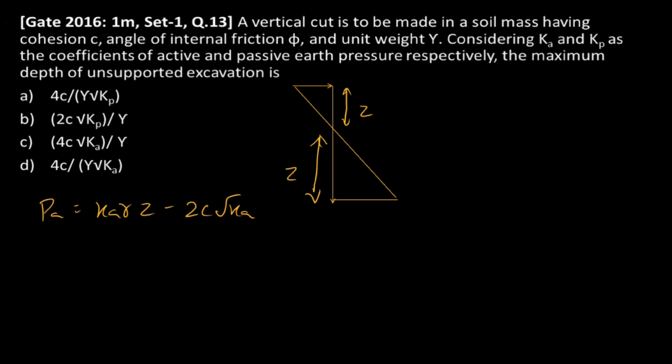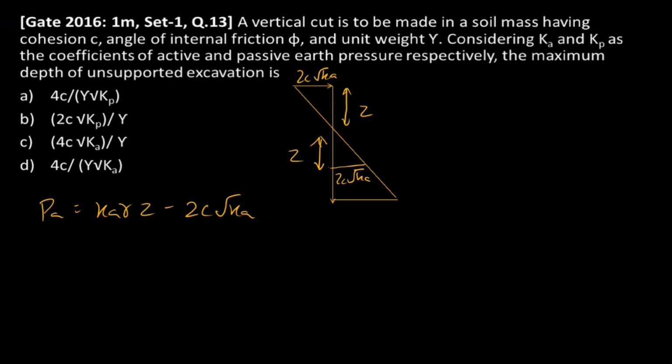So at the top, when the value of Z is equal to 0, we get the pressure distribution as 2C root Ka. Sorry, this one will be equal to Z, where both triangles are similar. Okay, so here also it will be 2C root Ka.